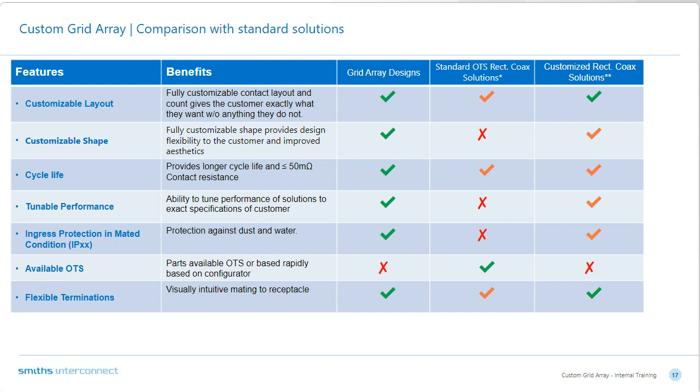Now, next we have ingress protection. This isn't something that's terribly common in connectors like these for off-the-shelf solutions, but with grid array, you can design this to provide a great level of ingress protection because you have the choice of contact solutions, so this can be very much improved. For example, using targets on one side with a spring probe solution that can be completely sealed.